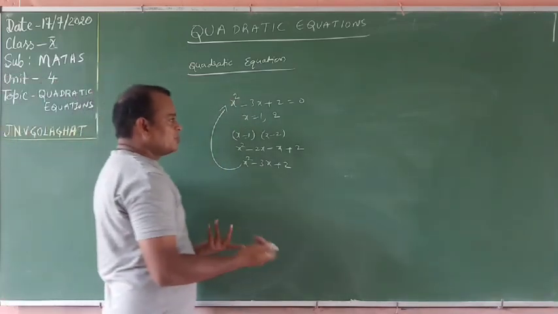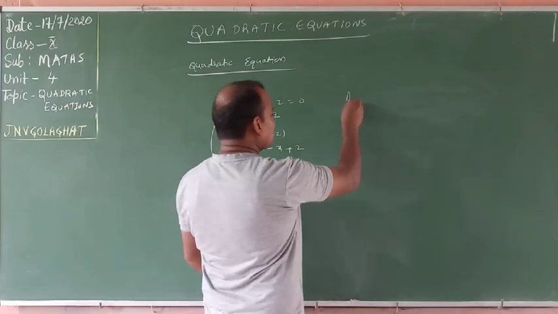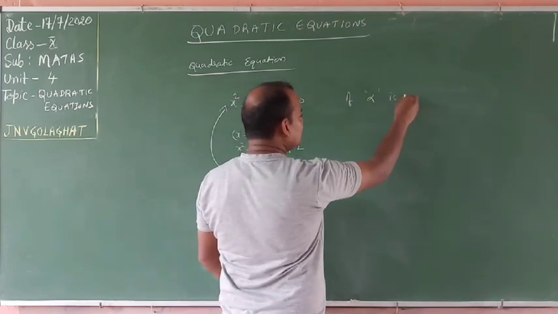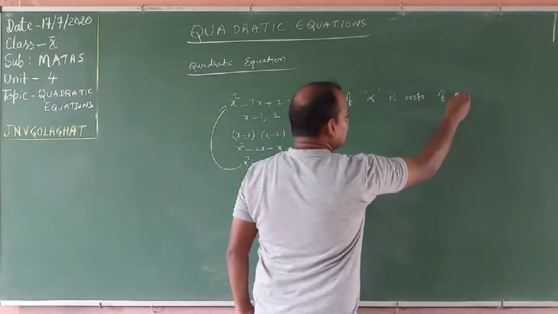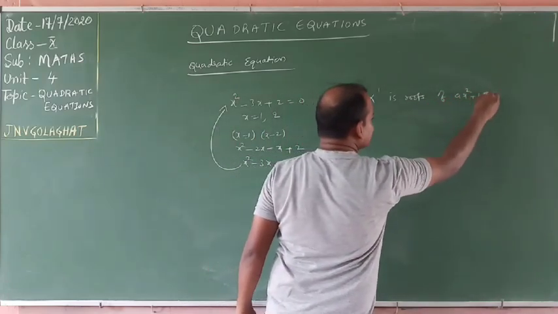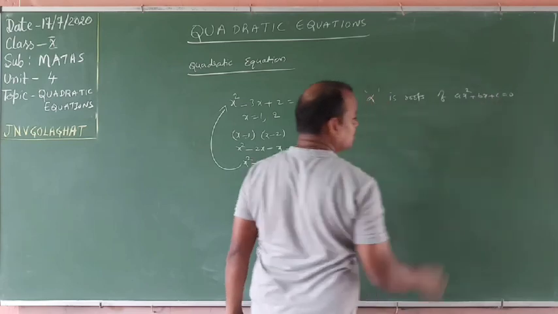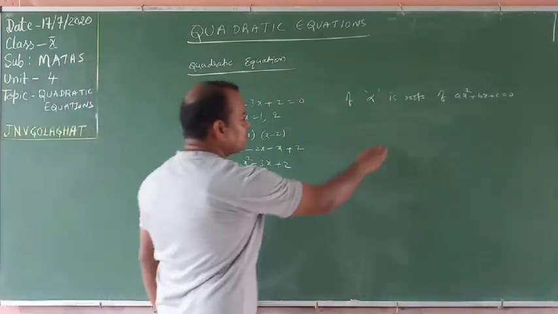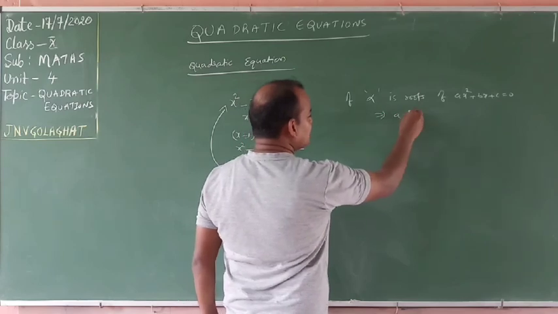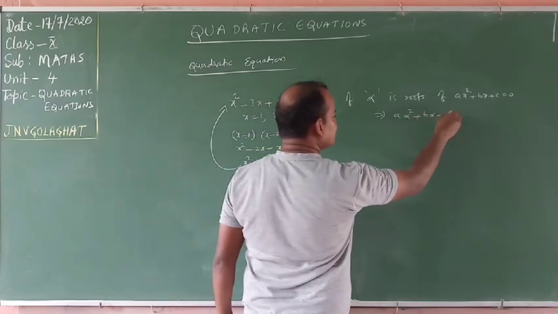That means, for suppose, if alpha is a root, what is the meaning of root? Root of ax square plus bx plus c is equal to 0. What is the meaning of this one? Root means it must and should satisfy the given equation. That implies a alpha square plus b alpha plus c is equal to 0.